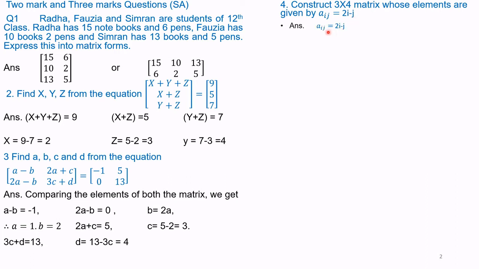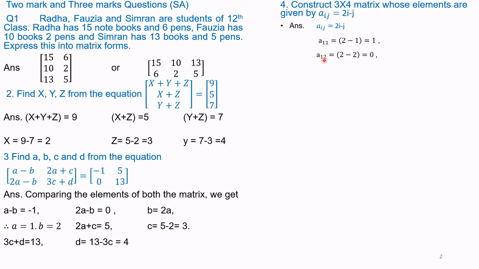Answer. So, A11. Here for A11, put i is equal to 1 and j is equal to 1. Therefore, we get 2i, that is 2 into 1, minus j, which is 1. So, 2 minus 1 is equal to 1. That is element 1, 1. First row and first column will be 1. Similarly, we can put for the next element, that is row 1 and column 2. We get A12 equals 0.